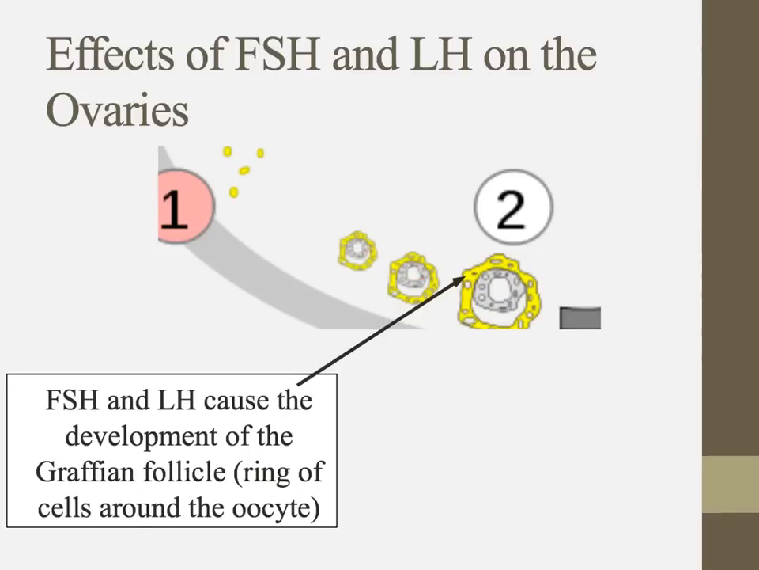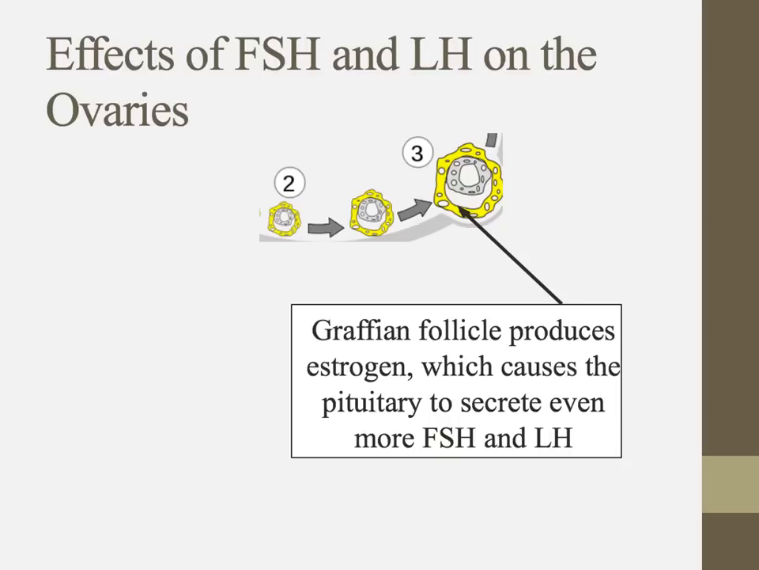It's this ring of cells that surrounds the developing oocyte. So here's the developing oocyte, or egg, and around it, FSH and LH are causing the development of the follicle. That follicle produces estrogen, which causes the pituitary to secrete even more FSH and LH. These in turn cause the follicle to develop more estrogen, more of these. Kind of a runaway positive feedback loop.